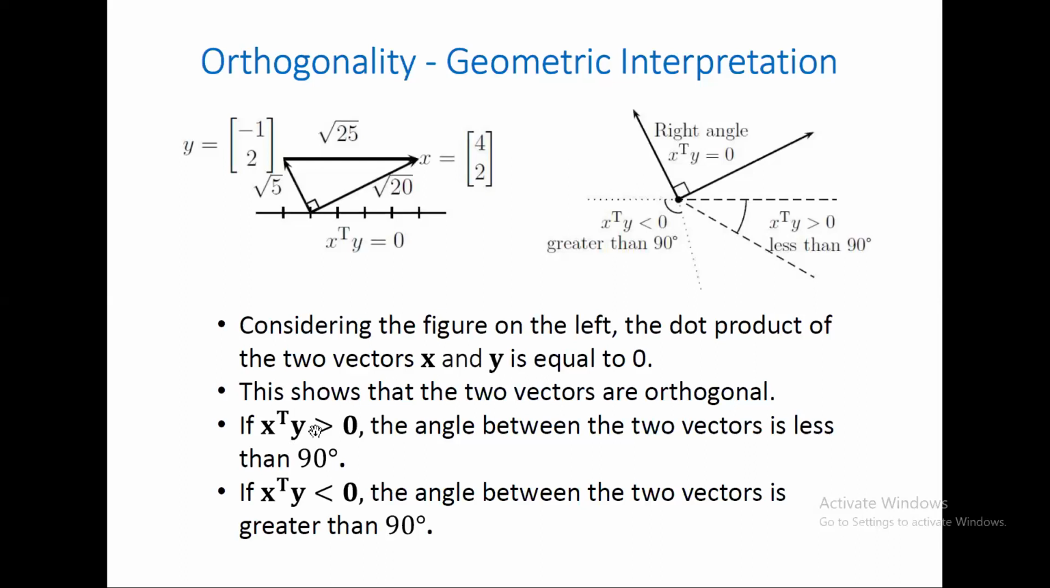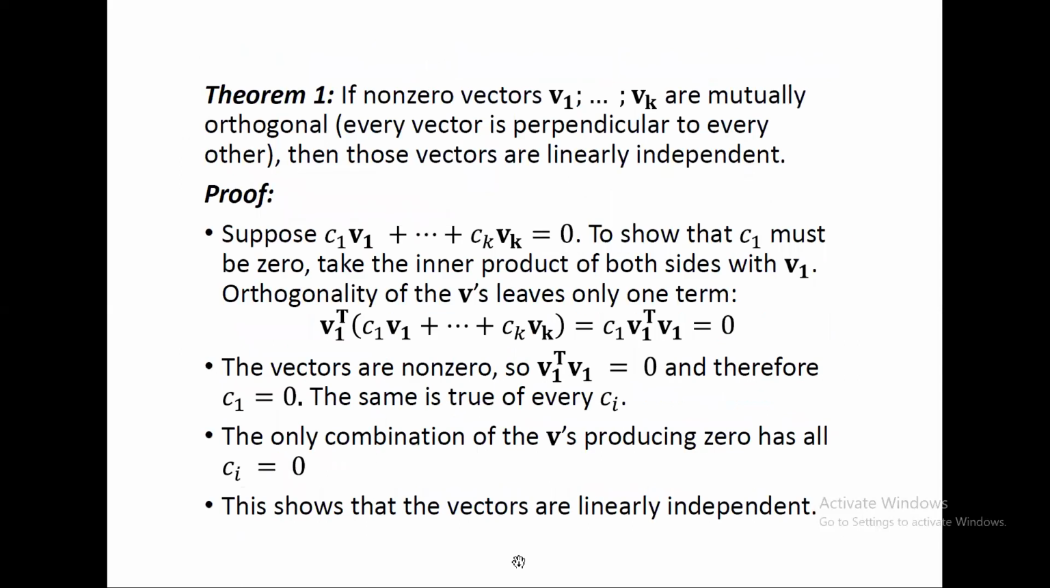If x^T y is greater than 0, then the angle between the two vectors is less than 90 degrees. If this turns out to be positive, then the angle is less than 90 degrees. If x^T y, which is the dot product, turns out to be less than 0, that is negative, then the angle between the two vectors is greater than 90. So if the dot product is greater than 0, that is positive, then the angle between the two vectors is less than 90. If the dot product is less than 0, that is negative, the angle between the two vectors is greater than 90. So we have a theorem here.